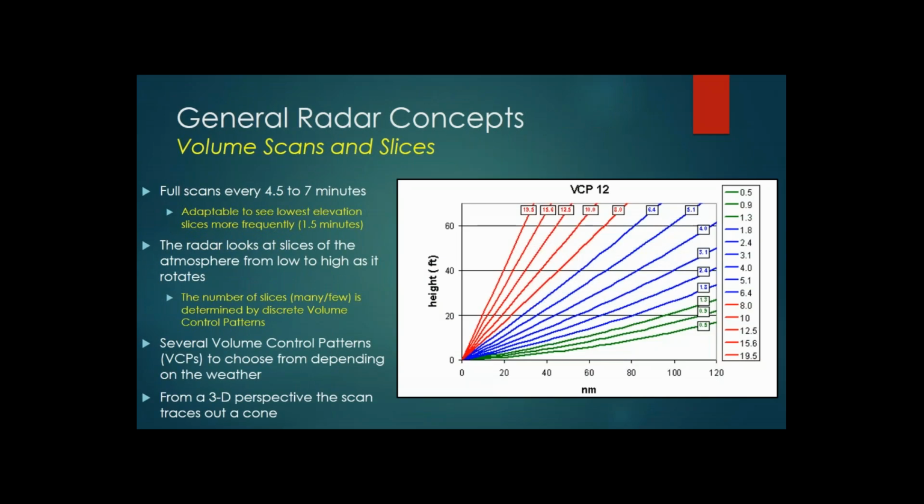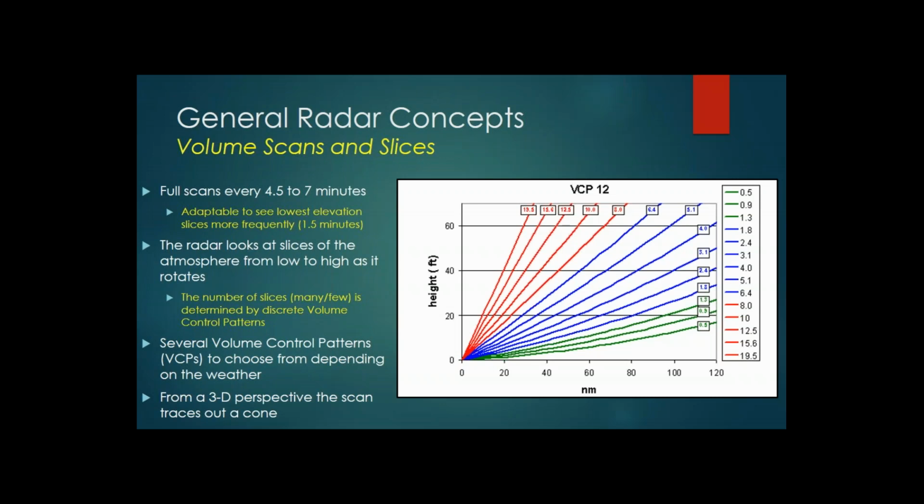So in terms of general radar concepts, one of the important things to understand is something called volume scans and slices. A volume scan is a scan of the atmosphere that the radar does. It turns one complete circle and scans the whole atmosphere, and it does it by slices. The radar looks at low slices and then slowly pivots up to higher slices of the atmosphere, based off of what we want to look at. In essence, it kind of traces a cone out in the atmosphere.